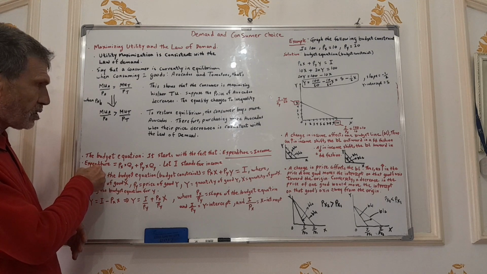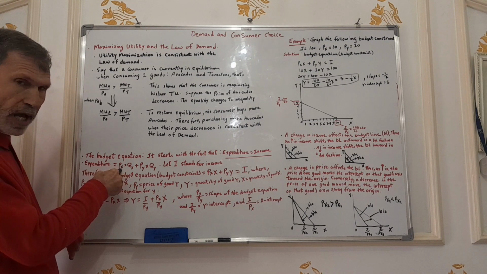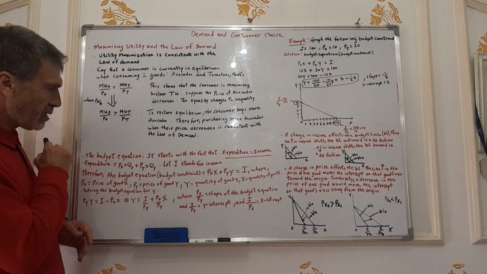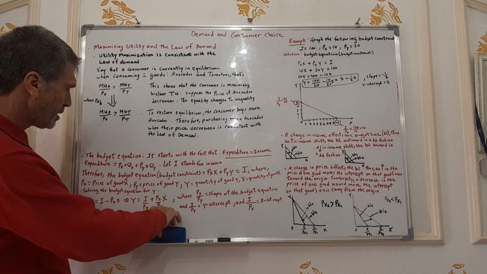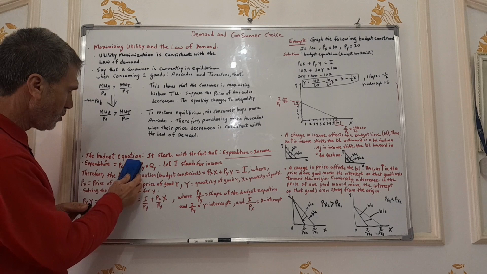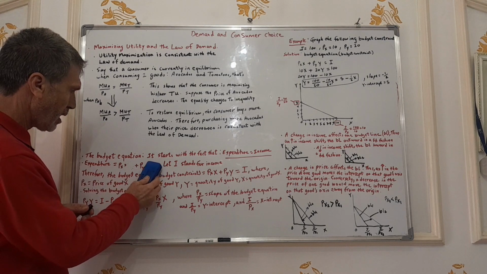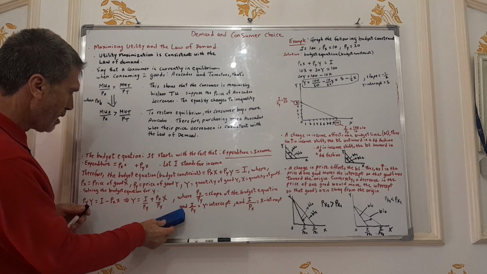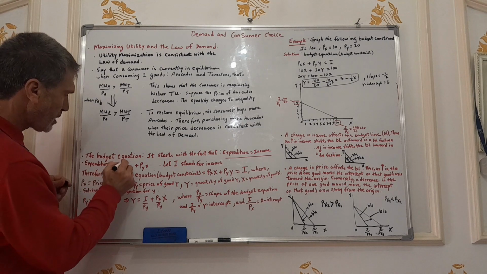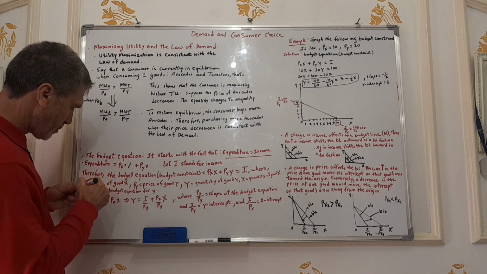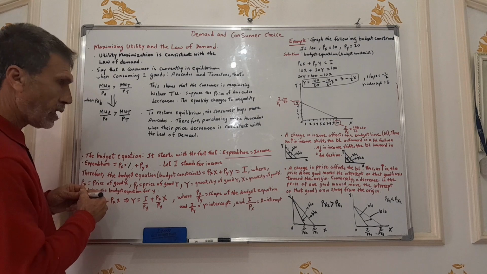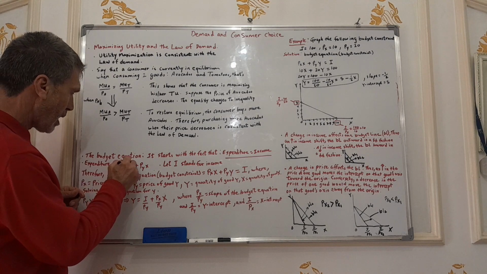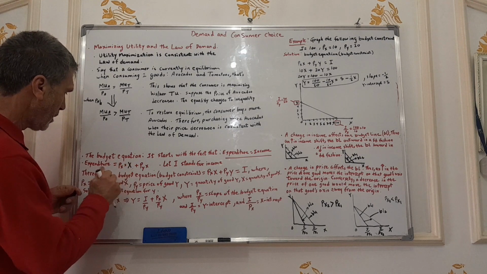That is the expenditure. Price of good X times quantity of good X, or we could say here, instead of Q, we say X. Okay, let's be consistent with that. So price of X times X, let's say, times X.